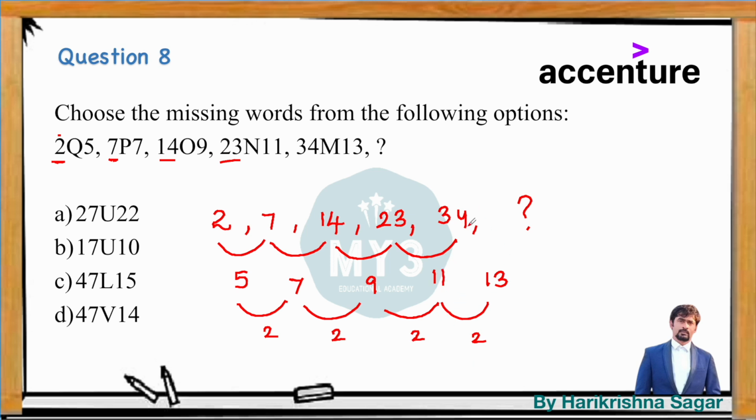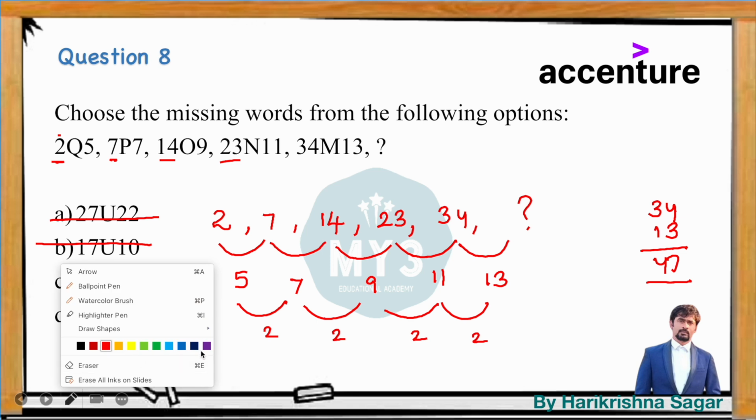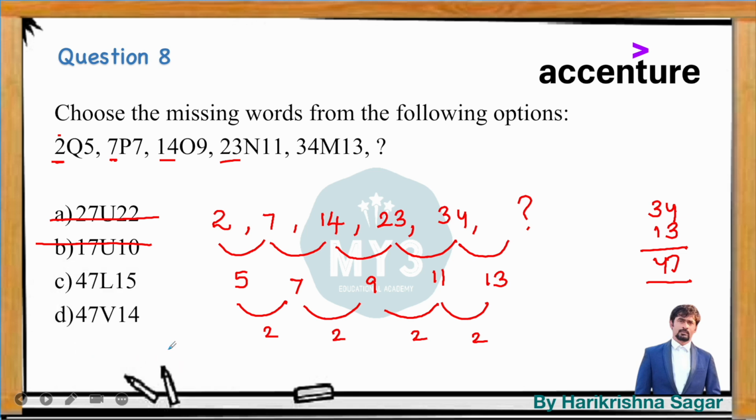So 11 plus 2 is 13. If this is 13, your answer choice will be 34 plus 13, which is equal to 47. So two answers start with 47. That is the reason I am trying to check another term. So let's look at the second term available here.